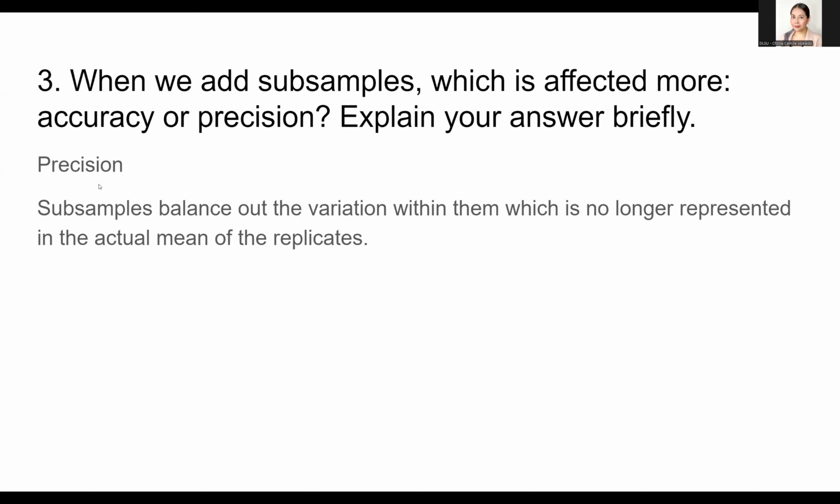But anyway, the answer here is precision, because what subsamples do is they balance out the natural variation that you can find even within each replicate. So this variation is no longer represented in the actual mean of replicates, and so it has the tendency to increase precision. Kung baga, kung meron kang replicates na sobrang varied, yung subsamples na yun ay neutralize or binabalance out yung variations. Kaya tumataas ang precision. Okay? Any questions or points of clarification regarding item number 3?